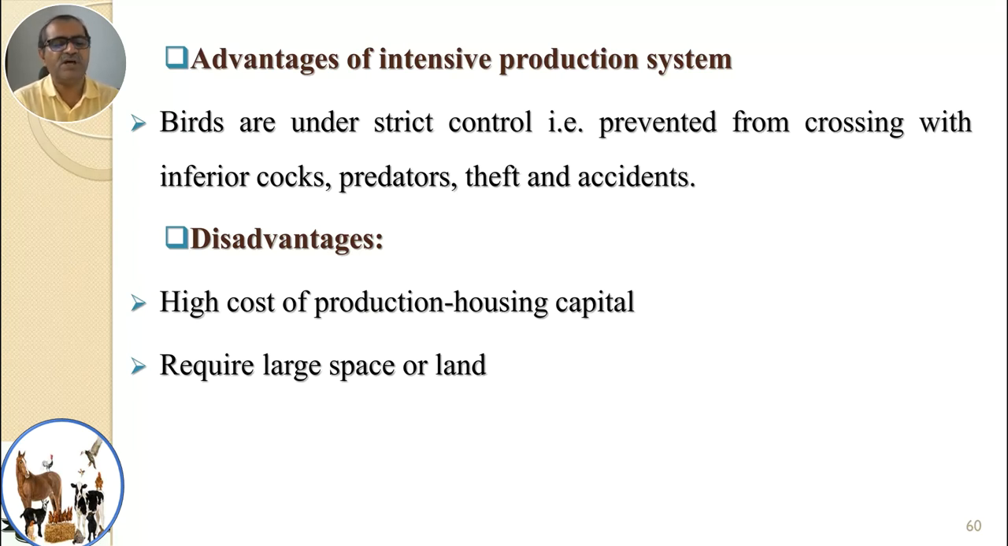Here, the birds are purchased on day zero or day one. Then they will be reared in the cage system. So they will be protected very well from predators and also theft and accidents. They cannot cross the roads or meet with accidents also. Whereas the disadvantages of this intensive production system is very high cost of production and housing and capital. So, disadvantages of intensive system means you have to write that high cost of the production system and it requires very large space or land.